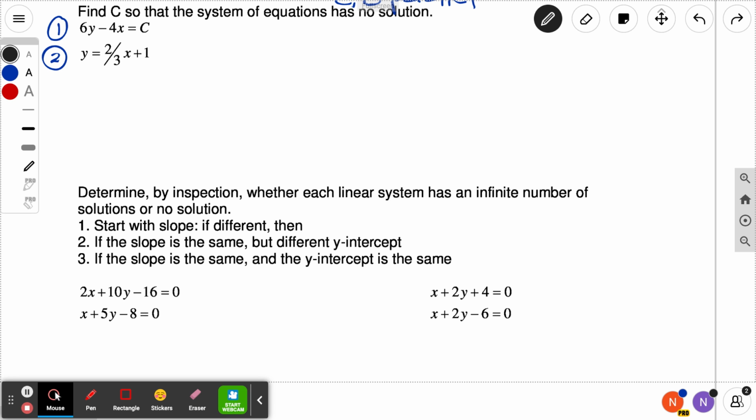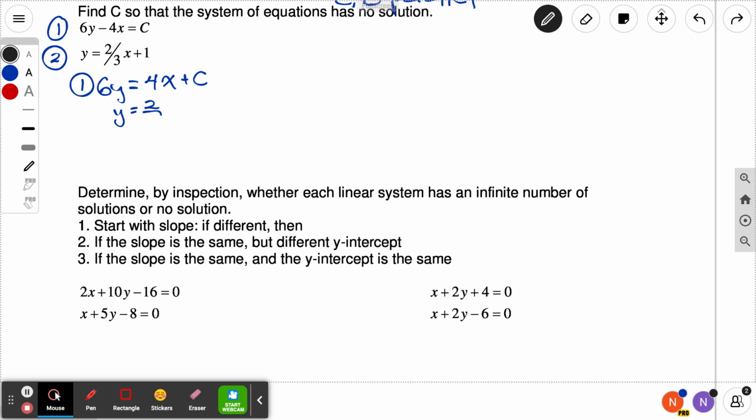So let's rearrange the first equation and try to put it in slope-intercept form. The first thing we can do is move that x term to the right side, and we'll have 6y equals 4x plus c. And we can also see that we'll need to divide by 6. I know we have a letter c in there, but we can just do that one as a fraction, and we can divide everything else to the best of our ability.